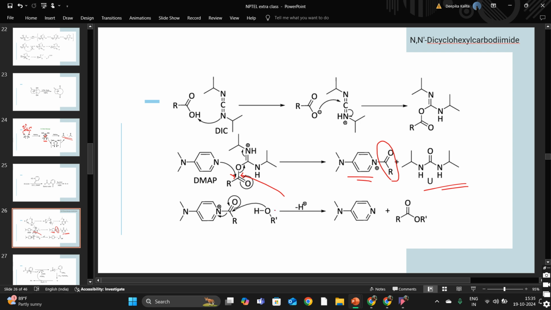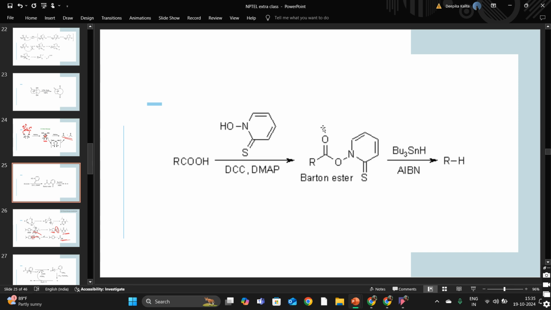So the alcohol is now going to attack at the ester functionality coming from the carboxylic acid. Okay, and the DMAP carbon nitrogen bond is going to break to give us this ester fragment. Okay, so this DCC coupling reaction mechanism is going to give us this Barton ester.